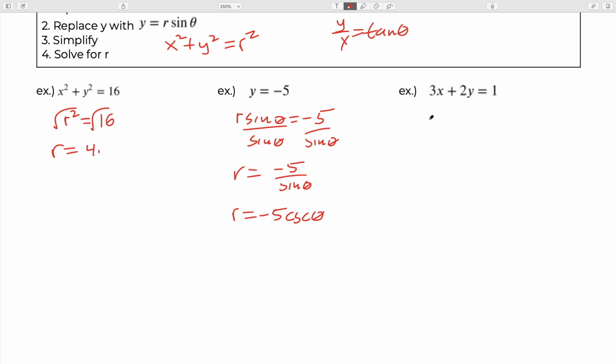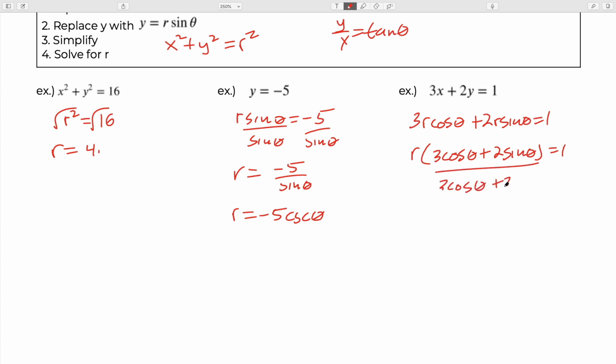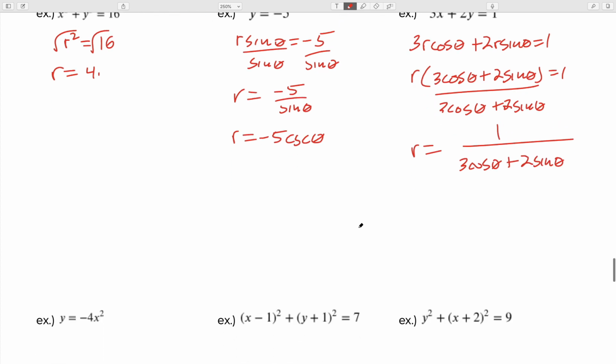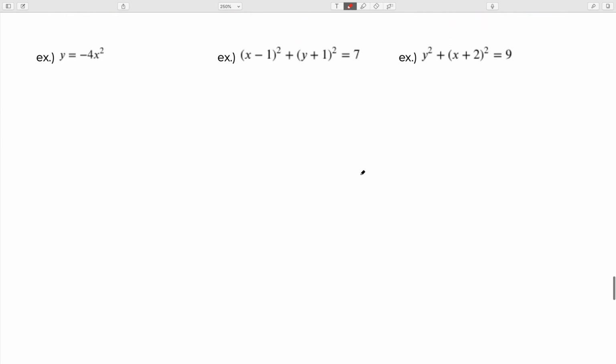Here we're going to have an x and a y. So I'm going to rewrite this as 3 times r cosine of theta plus 2 times r sine of theta is equal to 1. Okay. Now here again, if we want to solve for r, we can't combine these. They're not like terms, but we can factor out the r. By factoring out the r, I'm left with 3 cosine of theta plus 2 sine of theta is equal to 1. And then you can just divide by that on both sides. So therefore r equals 1 over 3 cosine of theta plus 2 sine of theta. And voila. All right, on the next one.